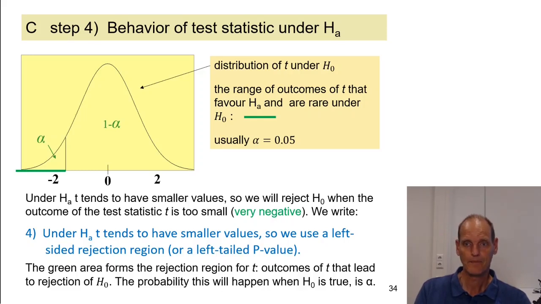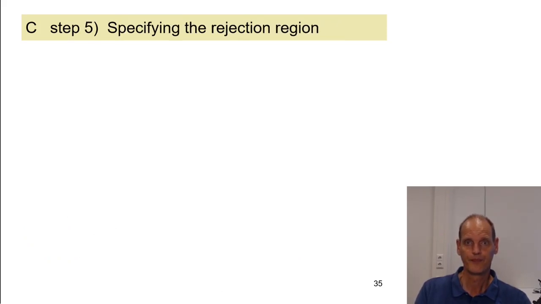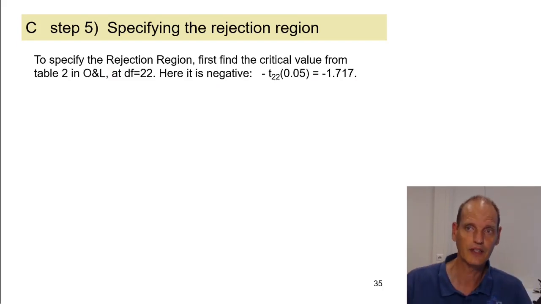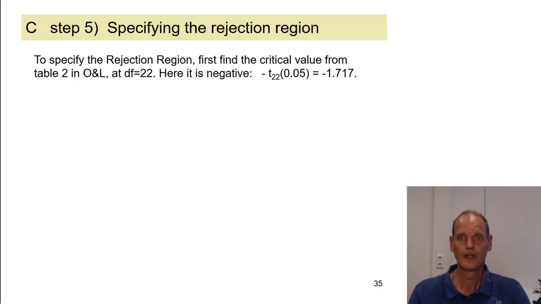Okay, then the question is, what is exactly that area? To specify the rejection region, we have to find a critical value from table 2. Here it's negative, so it's t22 0.05 with a minus sign, and the t22 0.05 is 1.717.